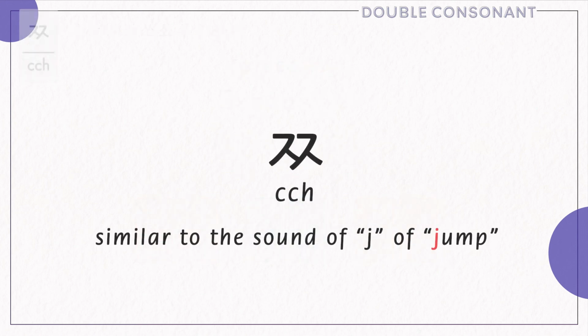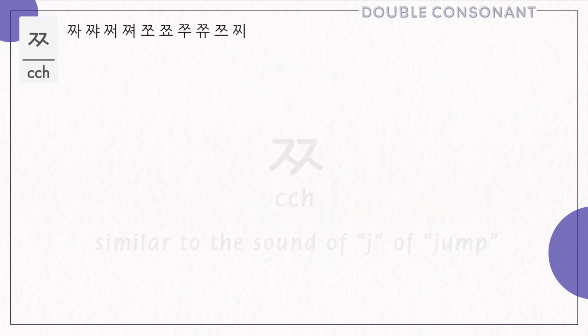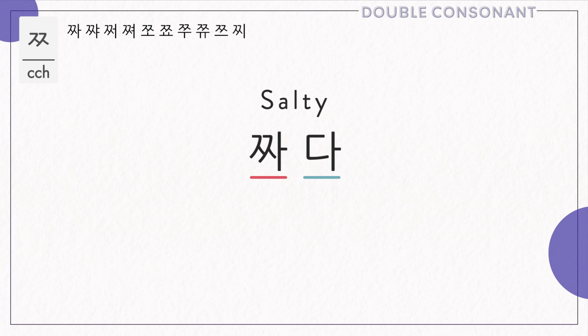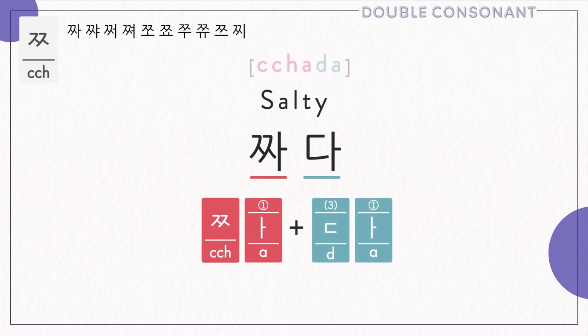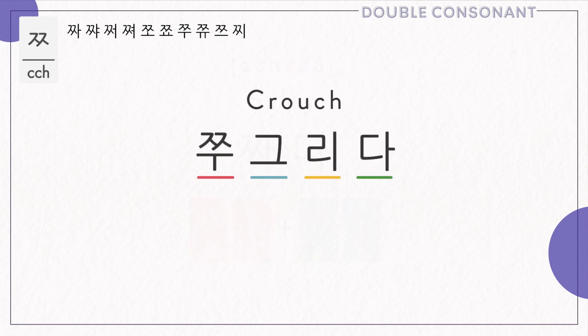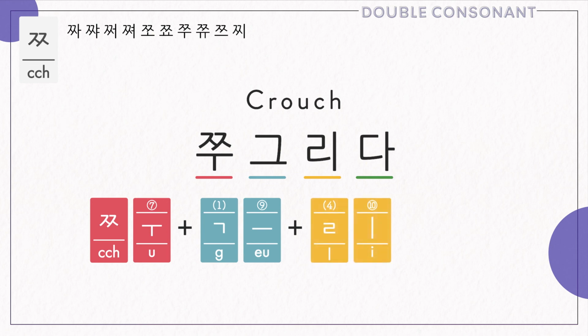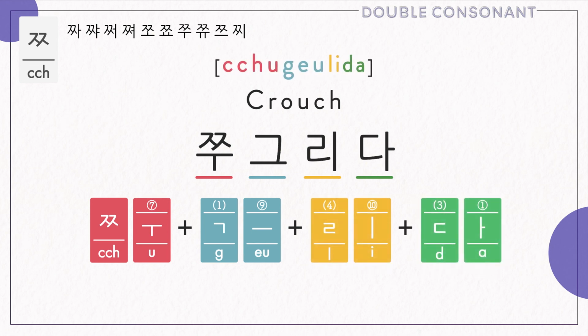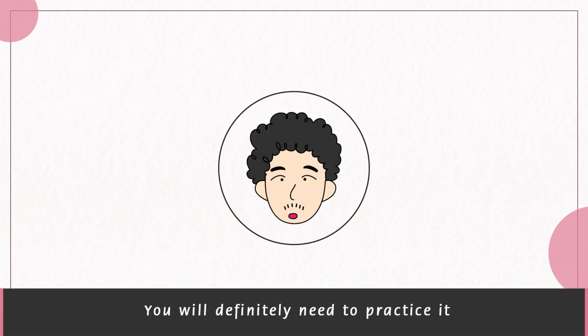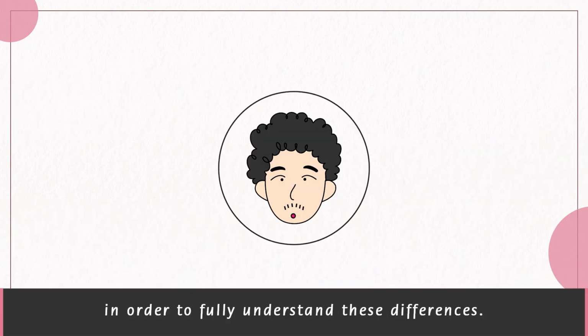Now this is the last one, the CCH sound. Salty, 짜다 is 짜 plus 다, 짜다. A little bit difficult, but try 4 letters. Crouch, 쭈그리다 is 쭈 plus 그 plus 리 plus 다, 쭈그리다. How was it? You will definitely need to practice it in order to fully understand these differences.